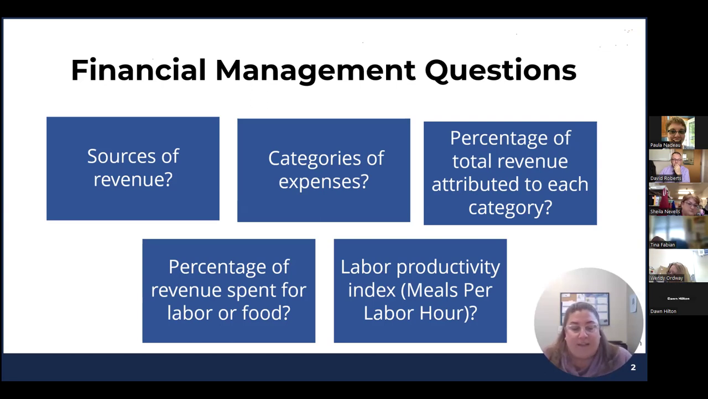We're going to be looking today at sources of revenue and categories of expenses found on your annual financial report. From the revenue and expenses, we will calculate the percent of total revenue attributed to each category. Then we'll look at the percent of revenue spent for labor and food. The last item we'll look at is how to calculate meals per labor hour. And again, I'm not going to rush through it. I want you to be asking questions, and I'm going to be asking questions of you in hopes that you will participate as we're working through the activities. Okay, next slide.